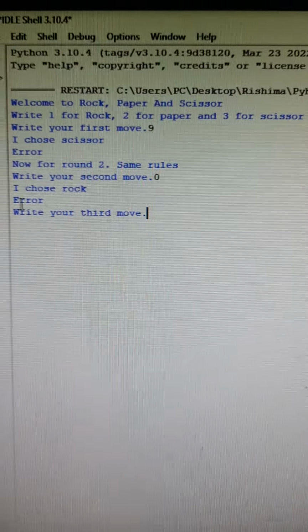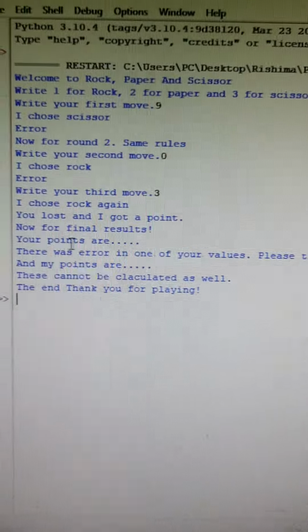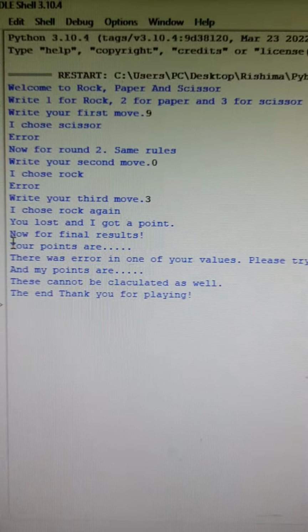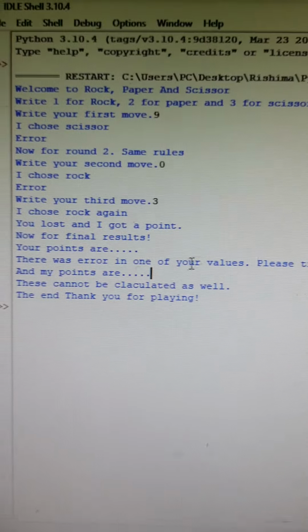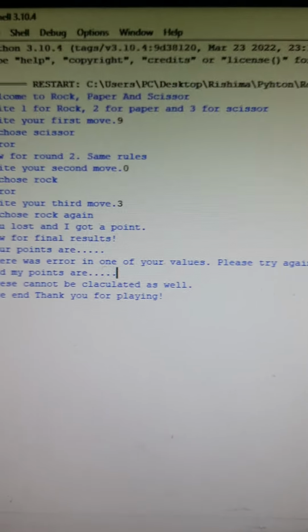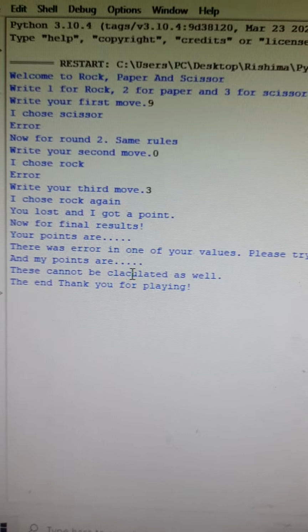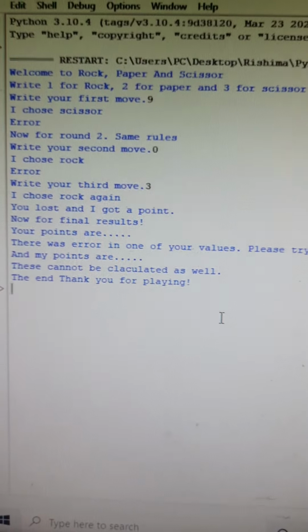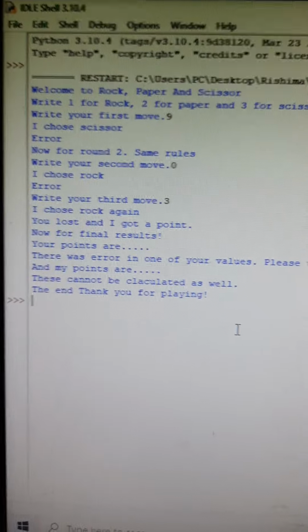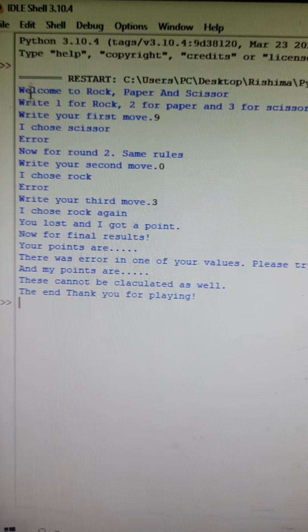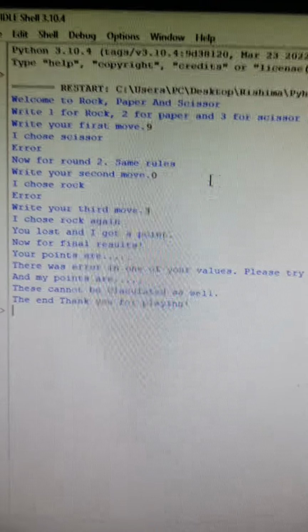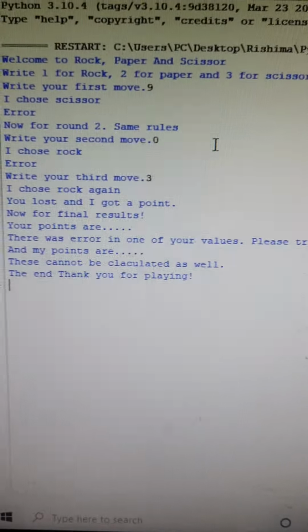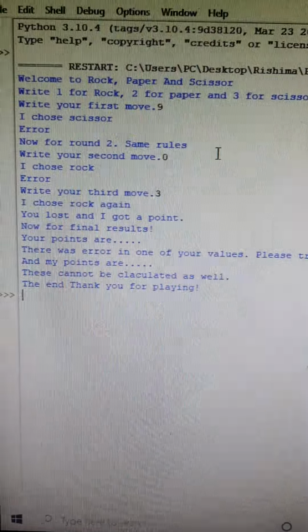Now for a third move, let's just keep it 3. So at the end it shows that in your points there was an error in one of your values, please try again, and in my points these cannot be calculated as well. In the rest of the cases, when the number is 1, 2 or 3, it tells the points according to the combination. Now let's see the code.